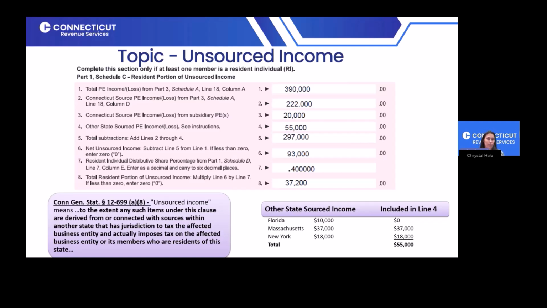So when in doubt, my recommendation is to think to yourself, how would a resident individual report or include a credit for taxes paid? If they're going to include it as a credit for taxes paid and they've paid tax to that state, that would most likely be deemed other state source income and included on line 4.